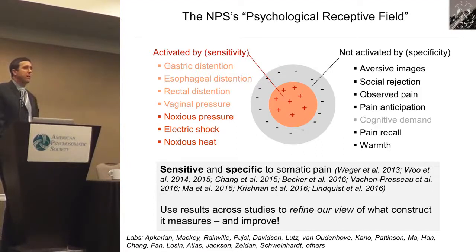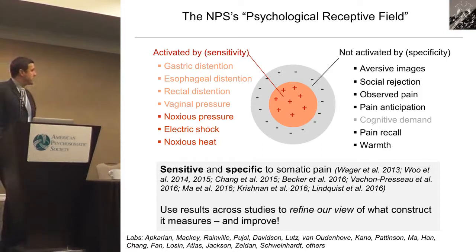This is important in a sense because this set of conditions is, in some sense, a hand-picked set of conditions, because these are all things that people claim activate pain processing areas in the brain. And the problem is our measures have not been specific enough to be able to discriminate painful heat from those other things. So far in these tests, it's sensitive and specific to somatic pain. There are some references there.